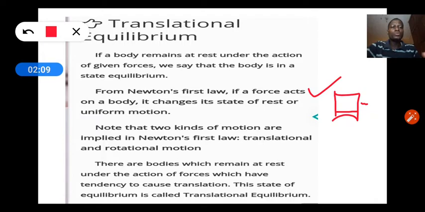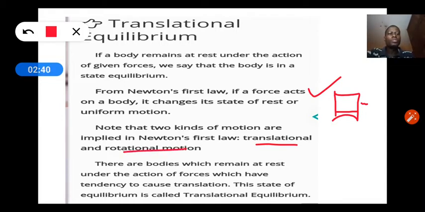Now note that two kinds of motion are implied in Newton's first law. I believe I'm talking to physics students. You already have a foundation in this topic in your physics class. Okay, two motions are implied in Newton's first law. That's translational and rotational motion.